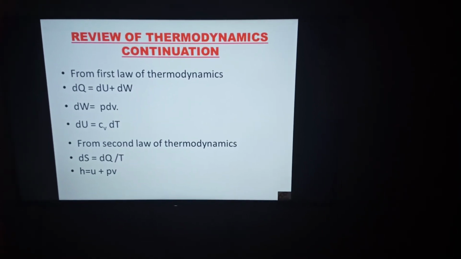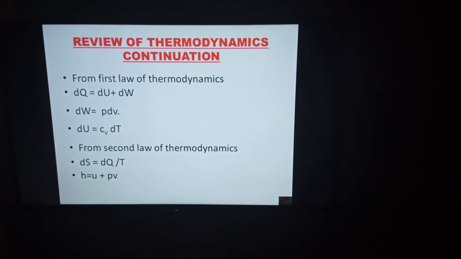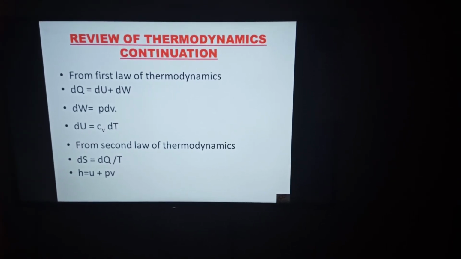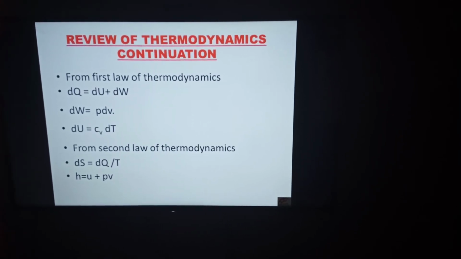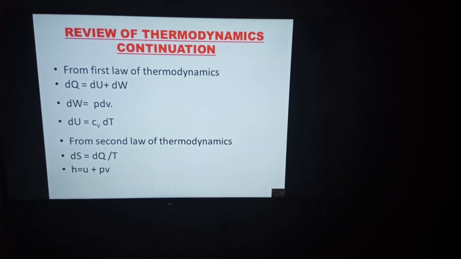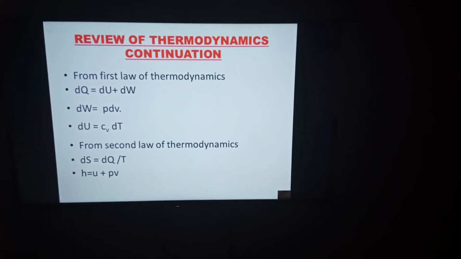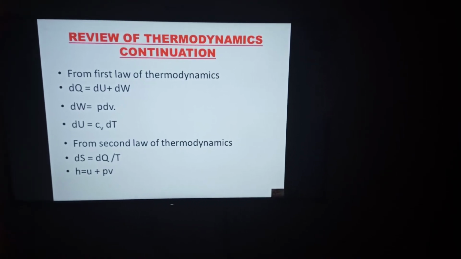And we have Joule's law. The equation du is equal to Cv into dT comes from Joule's law, which states that internal energy is directly proportional to the temperature. Change in internal energy is directly proportional to the temperature difference. What do you mean by Cv? Cv means the specific heat at constant volume.